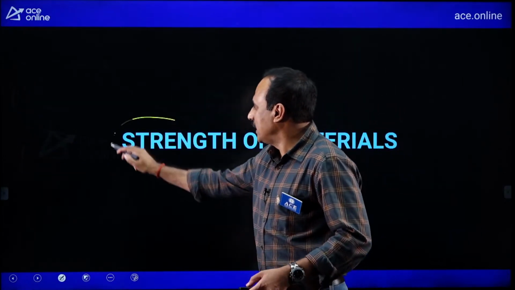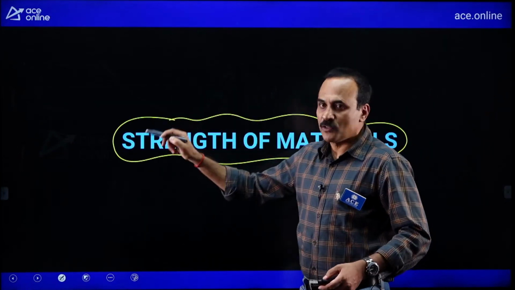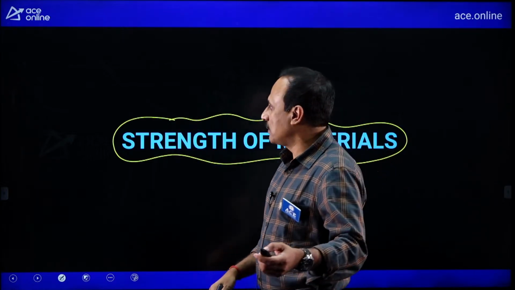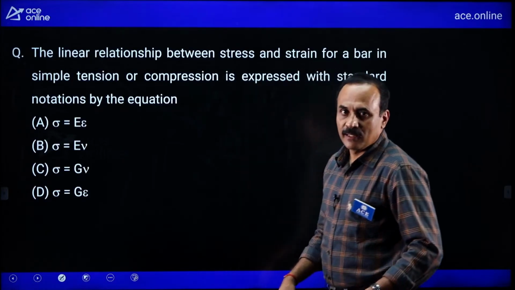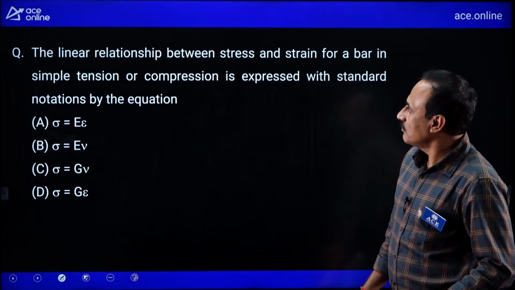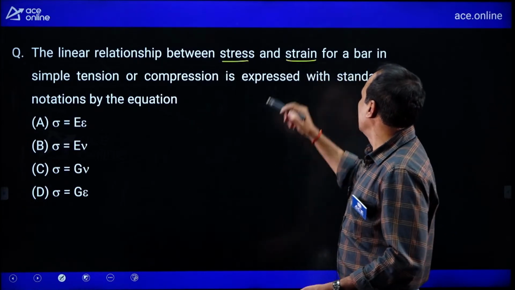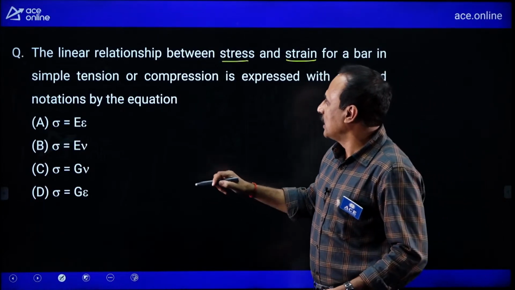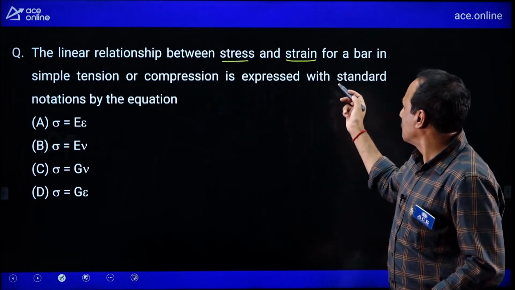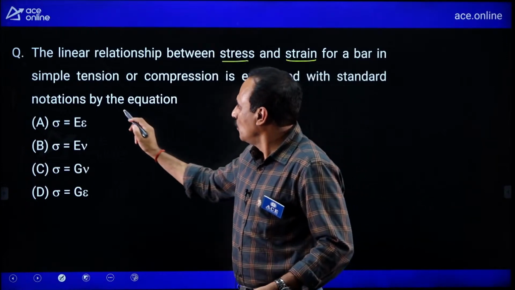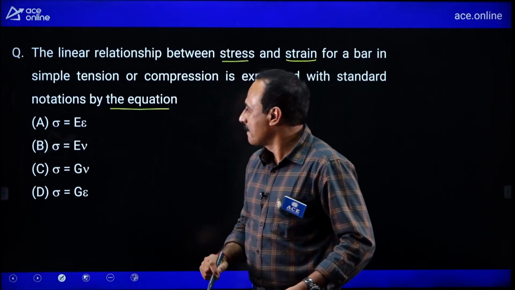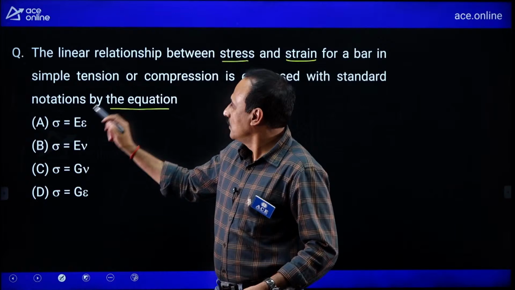నెక్స్ట్ స్ట్రెంగ్త్ ఆఫ్ మెటీరియల్కి వెళ్దాము. సో 3 క్వశ్చన్స్ ఫ్రమ్ ఇంజనీరింగ్ మెకానిక్స్ పడ్డాయి. Now we will go to the strength of material. The linear relationship between stress and strain for a bar in simple tension or compression is expressed with the standard notation by the equation. ఇక్కడ ఏమి ఇచ్చాడు?